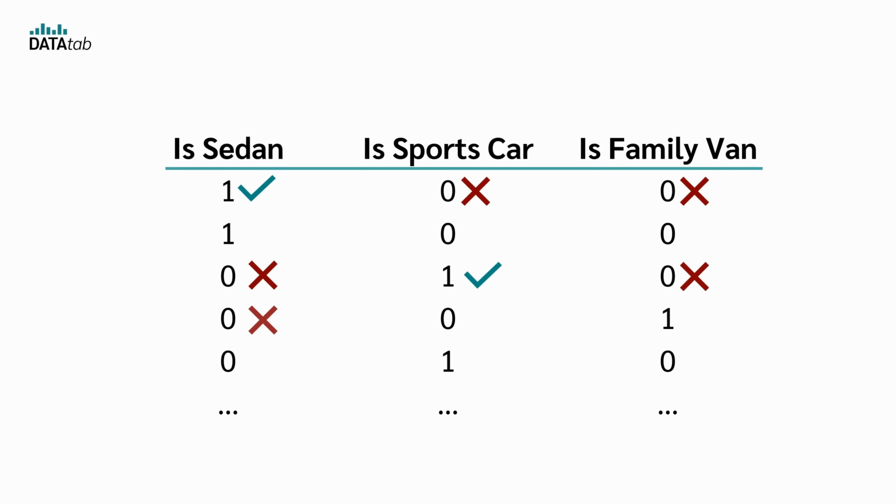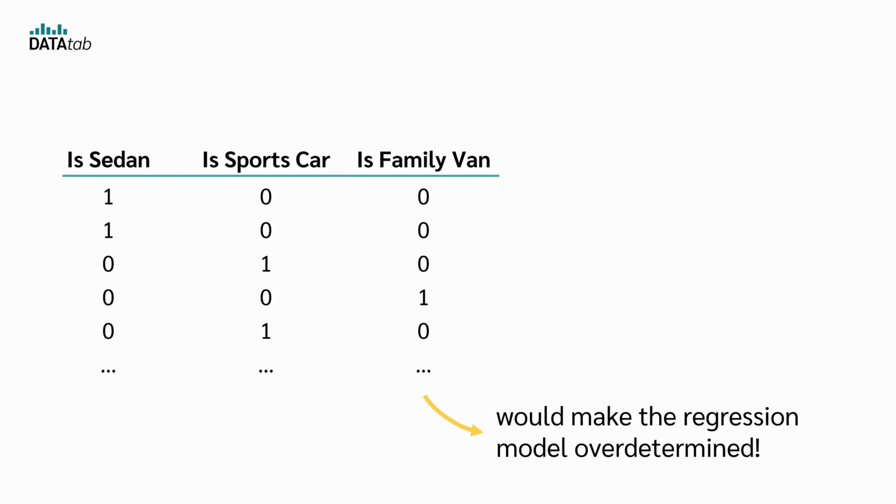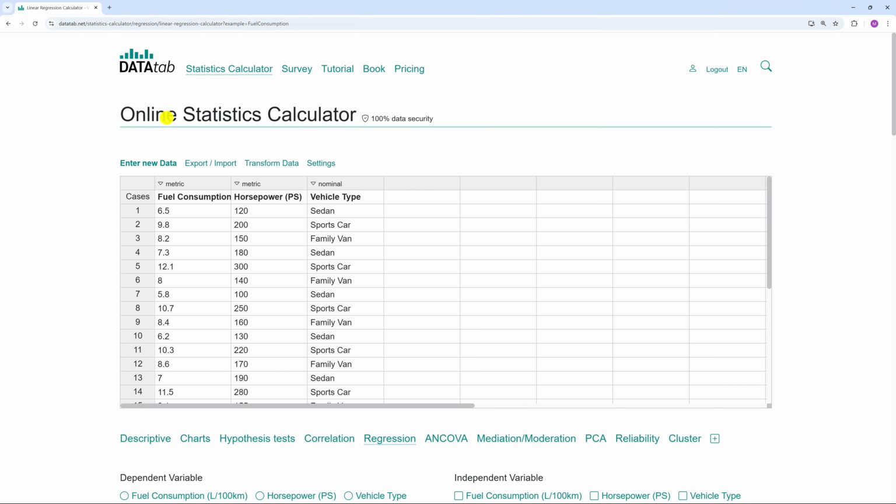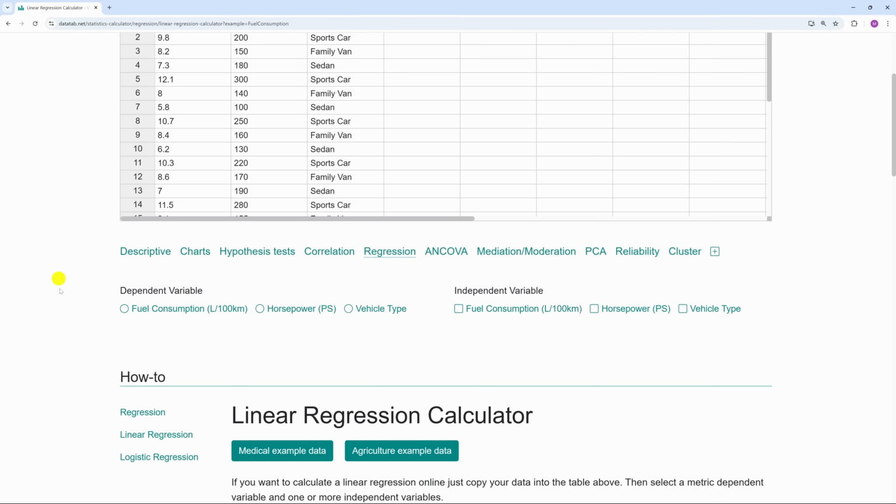Finally, if it's neither a sedan nor a sports car, we know it must be a family van. This means we can express the same information with just 2 variables instead of 3. Including all 3 variables would make the regression model overdetermined. Okay, but don't worry, if you're using DataTab, it will automatically create the dummy variables for you.